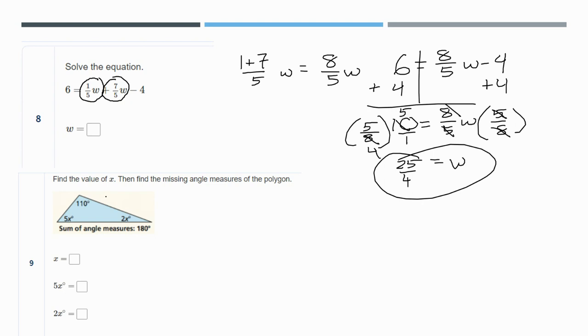Okay, the next problem. Now there is a problem just like this. If you missed this one, you might want to review how to do it. What we're going to do is find the sum of the angle measures, which is 180. Well, the sum of these means I need to add up the 3 corners of the triangle. So I would write 110 plus 5x plus 2x equals 180.